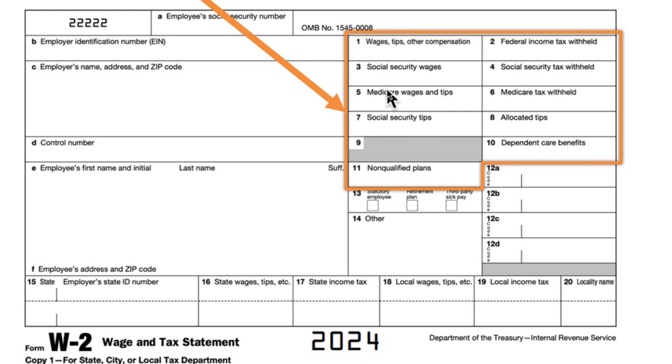10, you report any dependent care assistance. And 11, you want to enter any distributions from non-qualified deferred compensation plans.